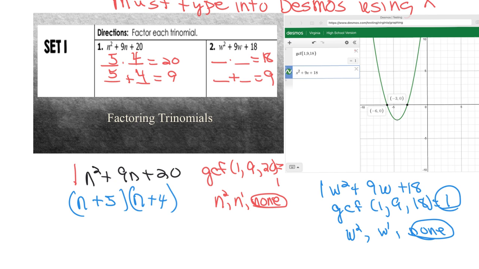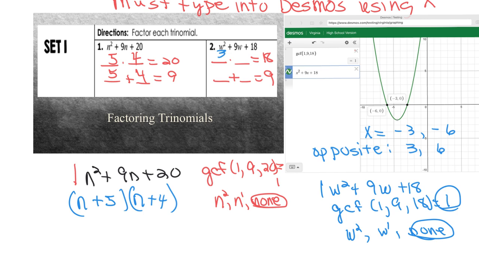So now I'm going to type this equation in. I cannot type it in as w squared, so I have to use x's. And I find my x-intercepts. Okay, my x-intercepts are at -3 and -6. So I get x is equal to -3 and -6. I do the opposite of those numbers. The opposite is 3 and 6.